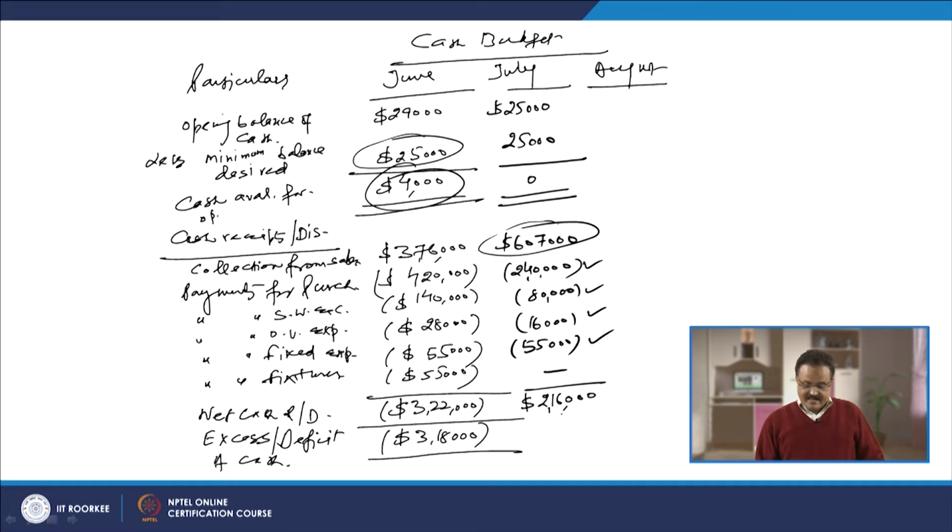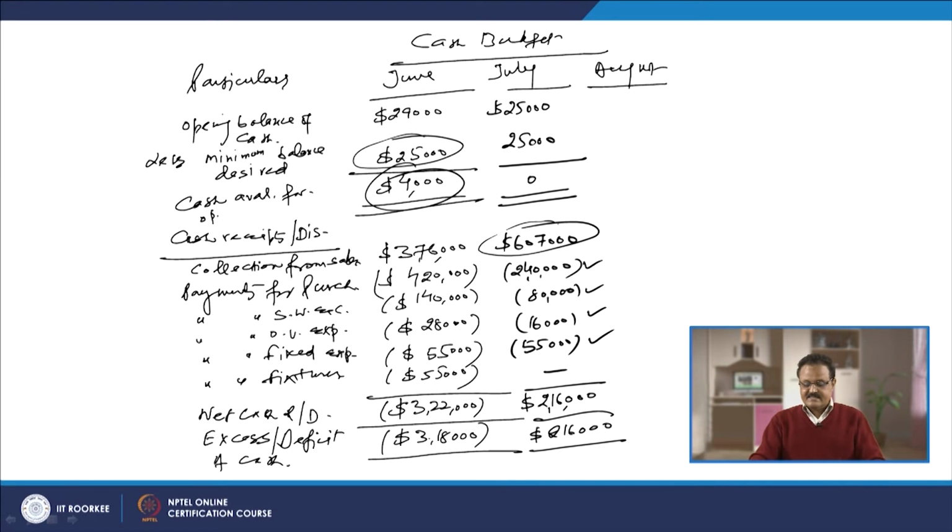Excess or deficit of the cash is how much? Again, this is $216,000. This is an excess of cash now. I am not putting it in brackets. Earlier it was a deficit, so we put it in brackets. Now it is a surplus, a positive figure.